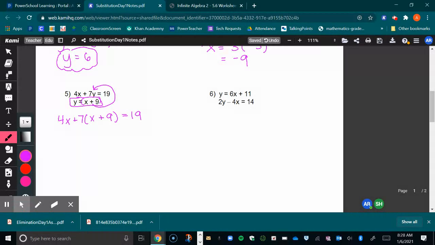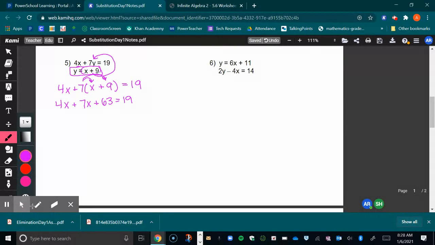So remember, to solve an equation, my first step is distribution. So I'm going to distribute the 7, everything inside the parentheses. So I have 4x plus 7 times x is 7x. 7 times 9, 63 equals 19. Now I'm going to combine like terms. So 4x plus 7x equals 11x plus 63 equals 19. I'm going to draw my line. I'm going to solve. So I'm going to subtract 63 from both sides.